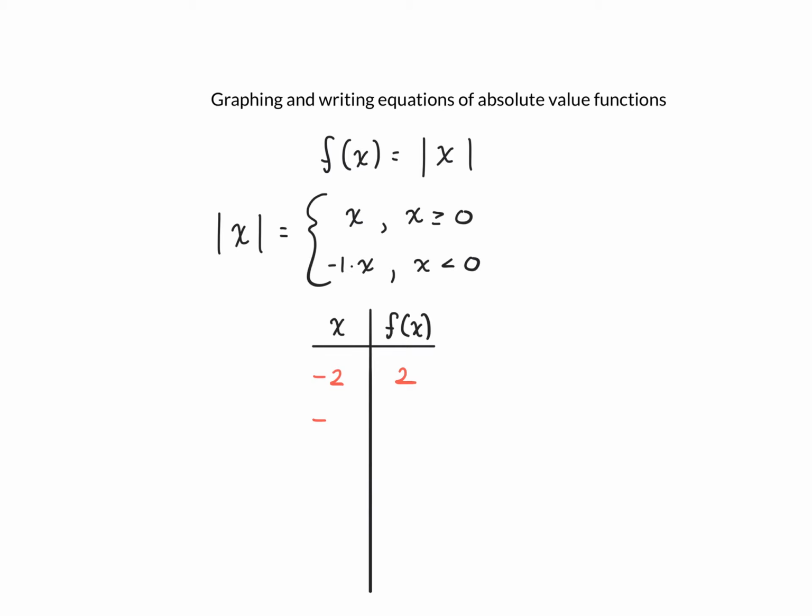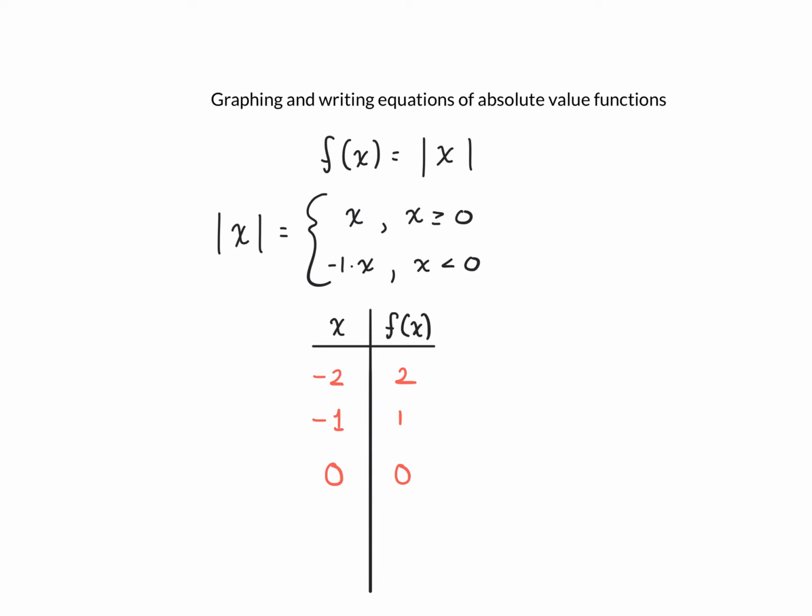Again, if we continue this table, we get -1. We chose a negative, so we go to the interval where the value of x is less than 0. I take that value and multiply it by -1, and what you get is now 1. Now let's take a look at the next one. I'm progressively going towards 0. So I pick the number 0 and plug it in. This time I go to the value where it says equal to 0. The absolute value of 0 is just 0. You take that number as it is and you get 0.